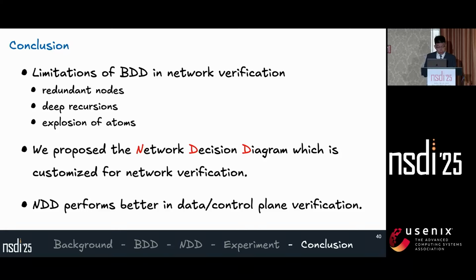And to conclude, we found that although BDD is very efficient, when used for network verification, it has limitations of redundant nodes, deep recursions, and explosion of atoms. And we propose the network decision diagram, which is customized for network verification and can solve these problems. And we show that NDD performs better in data plane and control plane verification. And for more experiments, please refer to our paper.